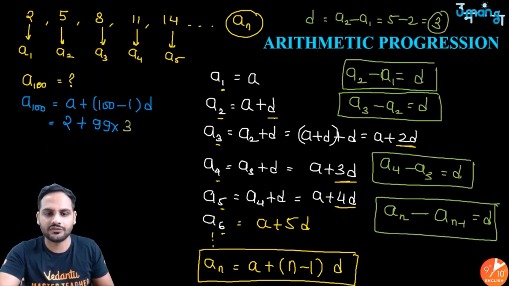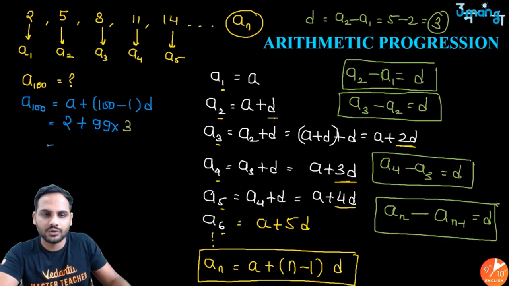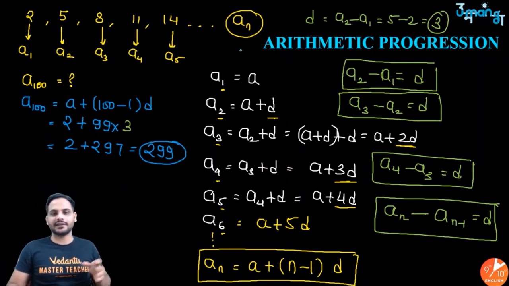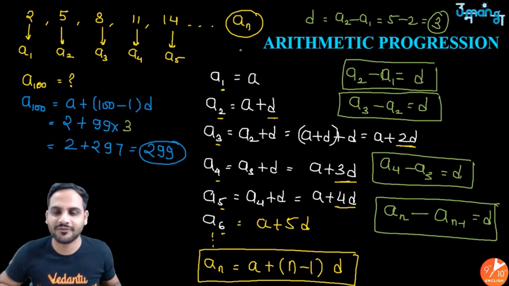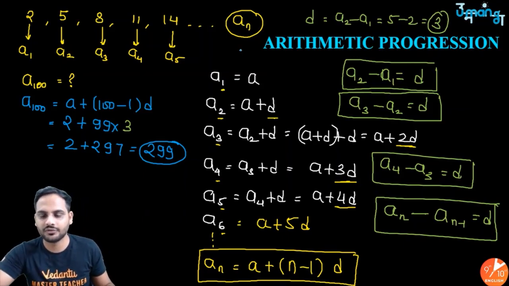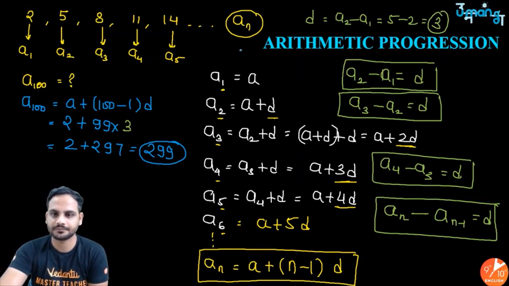So a is 2, d is 3, and n is equal to 100. I need to find out a100, so it will be 2 plus 99 into 3, which is 2 plus 297, which is equal to 299. So the 100th term of this AP will be 299. See how easy it has become for us to solve this. Got it? This is how you will get your 100th term.